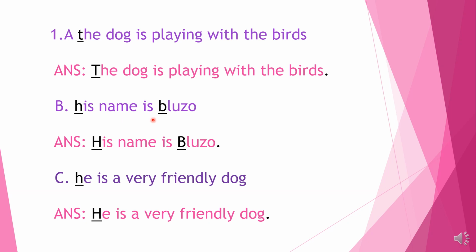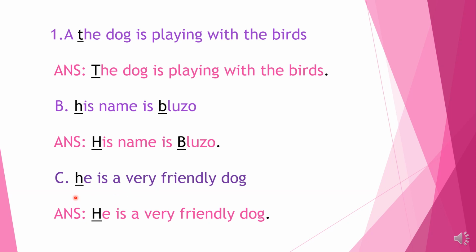His name is Bluezo. Similarly, H is not in capital. So we have to write H in capital only. His name is Bluezo. Bluezo is the name of a dog. So we have to write the first letter B in capital. End the sentence with a full stop.